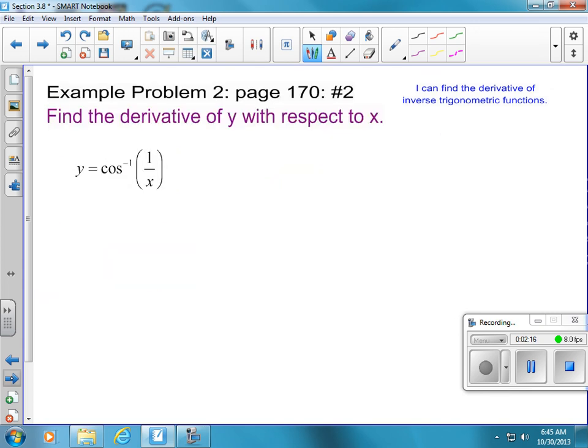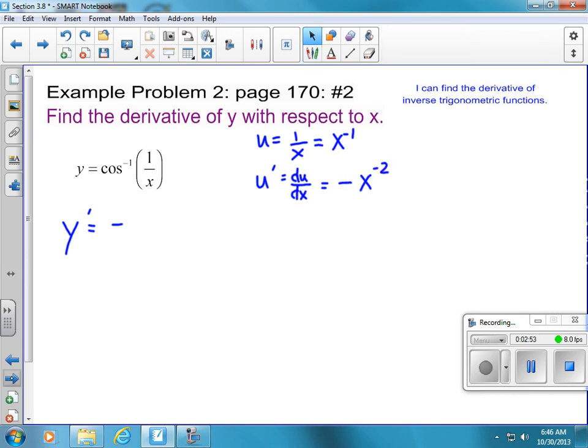Next problem is actually from your assignment. We're going to actually do 4 problems from your assignment, which I'm sure you won't complain about. This one is finding the derivative of y with respect to x. So the cosine formula we said is just like the sine formula, only negative. So in this case, our u is 1 over x. To make the derivative a little bit easier, I'm going to rewrite this as x to the negative 1. Therefore, the derivative, or the du/dx part, is negative x to the negative 2.